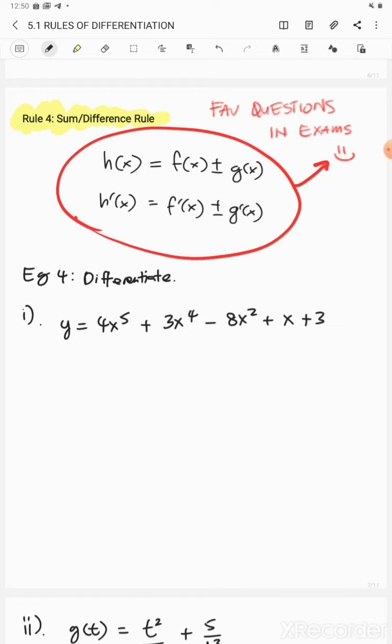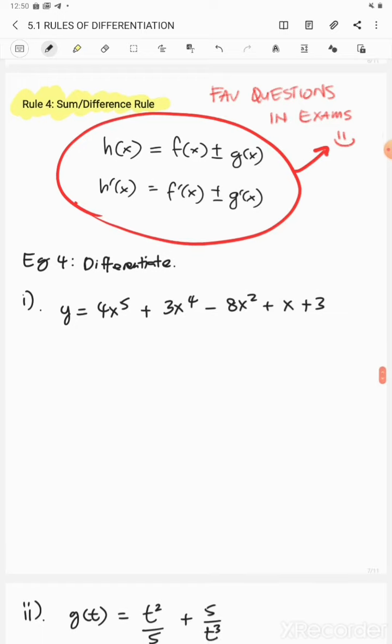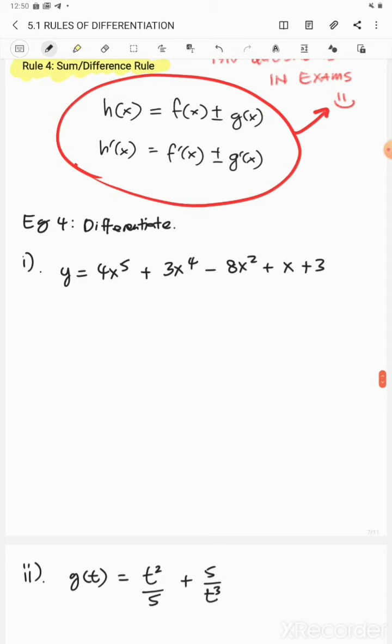Now I have here a few examples. Example 1, differentiate y equal to 4x power 5 plus 3x power 4 minus 8x power 2 plus x plus 3. So now you have to differentiate one by one. So there will be dy over dx equal to, differentiate this, you have to multiply constant with the power.